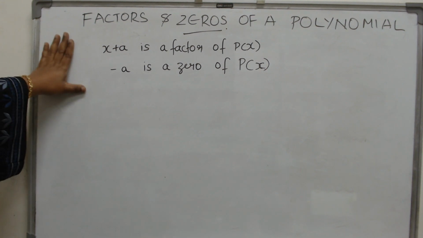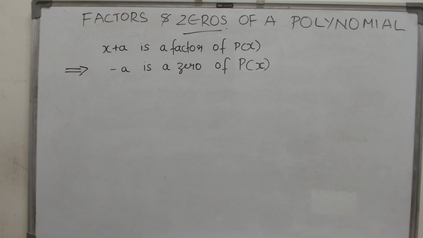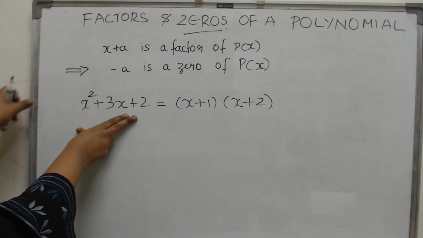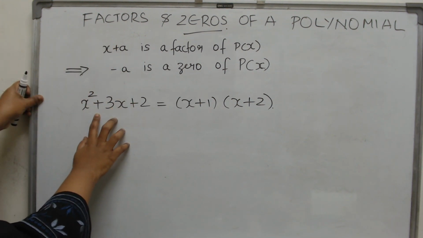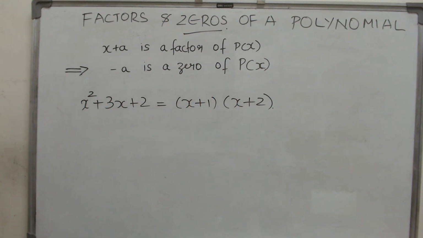Now this is the result that we want. If x plus a is a factor of p of x, then minus a is a zero of p of x. Let us take a very simple polynomial and see if this is true. Now this is the polynomial using which we are going to prove this result. It was in the term form. I have made it into the factor form. How? By splitting the middle term.